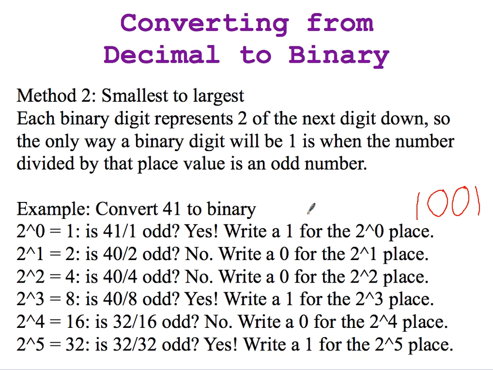Now we move to the 16's place. Is 32 divided by 16 odd? Nope. So we write a 0. And we move to the 32's place. 32 divided by 32 is 1, which is odd, and that takes care of everything. And so we get 1, 0, 1, 0, 0, 1, just like we had before. And that's how we convert between decimal and binary numbers.